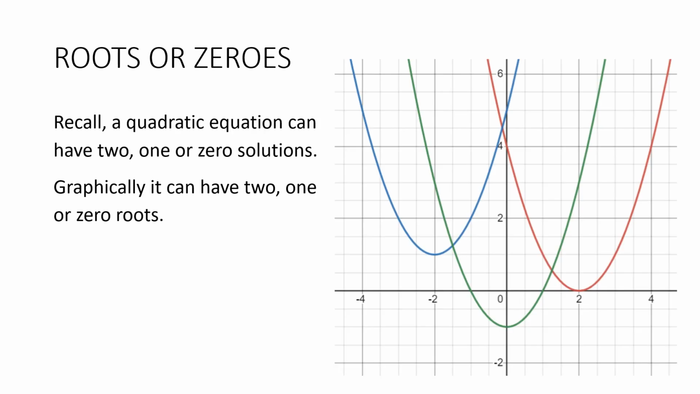Now, we talked about the fact that a quadratic equation can have 0, 1, or 2 solutions. And graphically, this is what it looks like. This one here has 2 solutions. It cuts through the x-axis here and here. This one only has 1 solution. It just touches the x-axis. And this one doesn't have any solutions. It never touches or cuts through the x-axis.